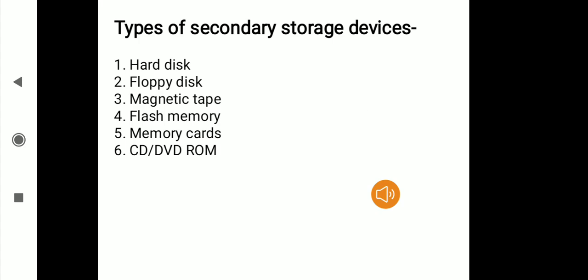Let's first categorize the different types of secondary storage devices. The first in the list is the hard disk, followed by the floppy disk, the magnetic tape, the flash memory, the memory cards, and finally the CD and the DVD-ROM.